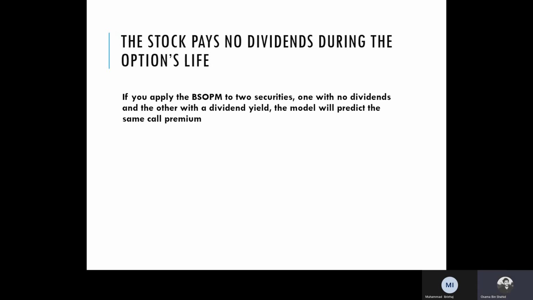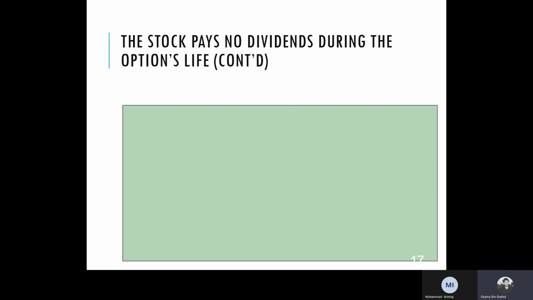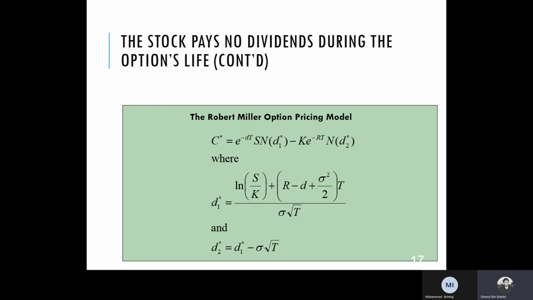As we have discussed, no dividend is used in the original formula. Robert Merton actually adjusted the formula for dividends, so the Merton option pricing model uses these formulas. If you can see in d1, he added r minus d. This shows that he has added a dividend in the formula.